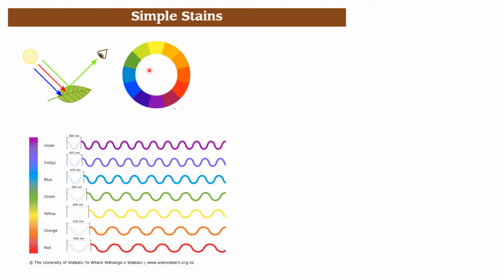So for example, in this color wheel or color pie chart, if a substance absorbs mostly red wavelength, usually we perceive that substance as green. Whereas if it absorbs mostly blue wavelength, we perceive that substance as reddish orange.